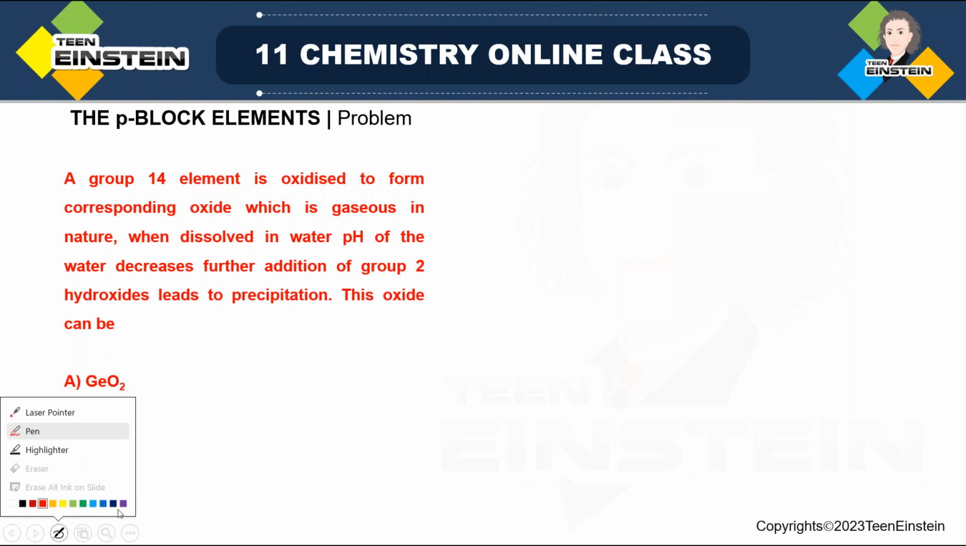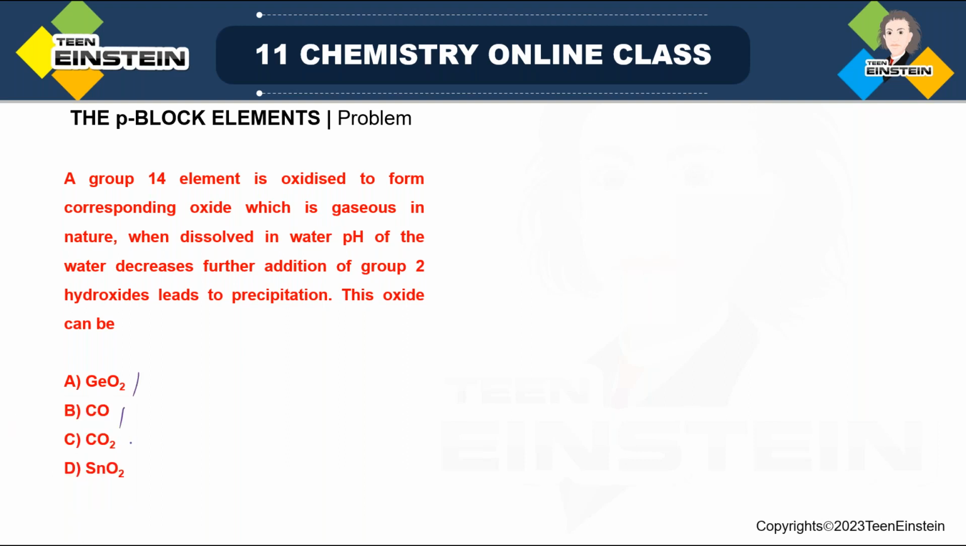So this problem, as we can see, is related to the oxides, right? It is saying that a group 14 element is oxidized to form the corresponding oxide. So suppose the element is E, because we do not know which element it is. We are oxidizing it and getting the corresponding oxide. Now we know there are two types of oxide. It may be type EO or type EO2.